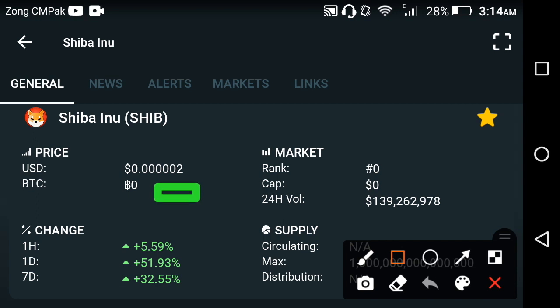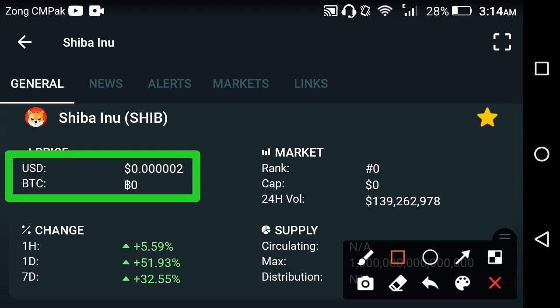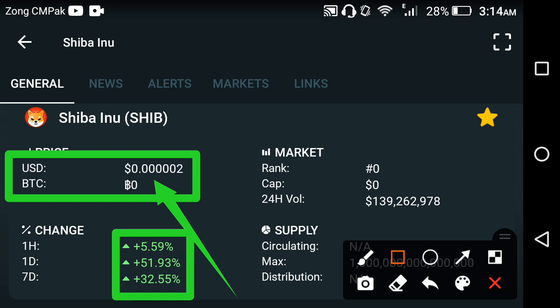Now let's talk about the current price of Shiba coin. The current price is about 0.00002 USD dollar, friends. First of all, if you want to invest in Shiba coin, I think it's the best investment. As you can see, the price is very low and the chance is only positive, so it may make you a millionaire this new month, friends.